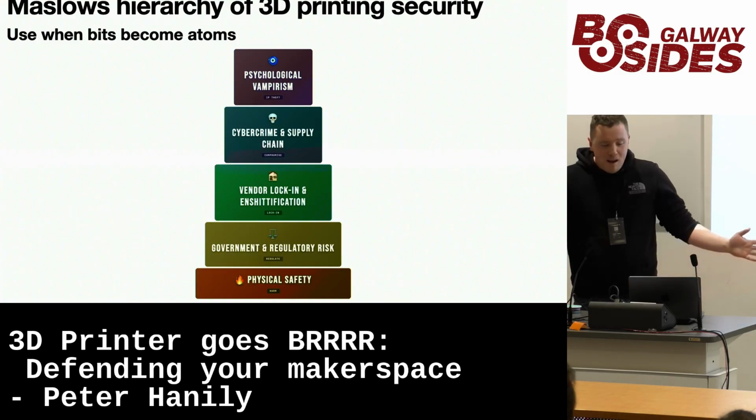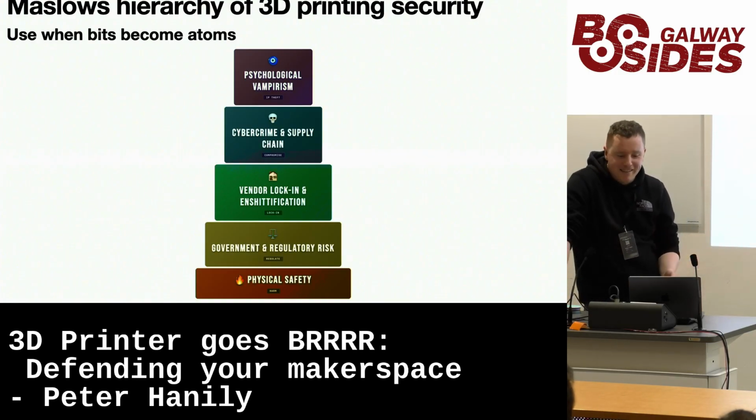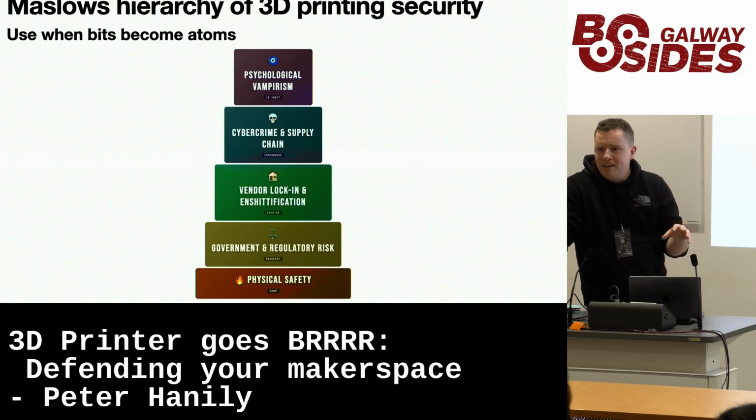At the bottom we have physical safety. The second level we have government and regulatory risk. The third level we have vendor lock-in and enshittification. We'll be talking about that in a second. Then we have cybercrime and supply chain, and at the top we have psychological vampirism. We'll explain what that is. But people are either trying to stop you printing, or they want to watch you printing, or they want to take what you've printed for free.